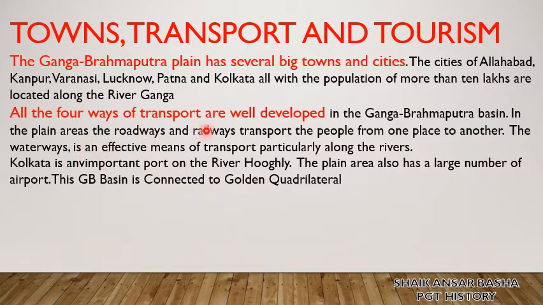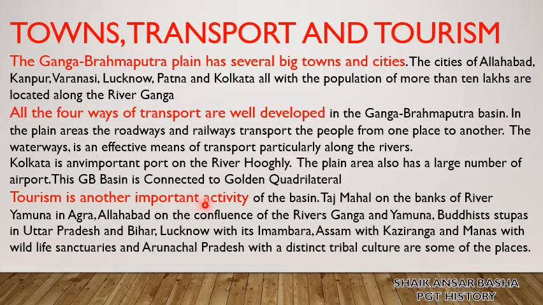All four ways of transport are well developed here in the Ganga-Brahmaputra basin. In the plain area, roadways and railways transport people from one place to another. Waterways are an effective means of transportation, particularly along the river valleys. It is the cheapest means of transportation also. Kolkata is an important port on the river Hooghly. The plain area also has a large number of airports. This GB basin is connected to the Golden Quadrilateral also.